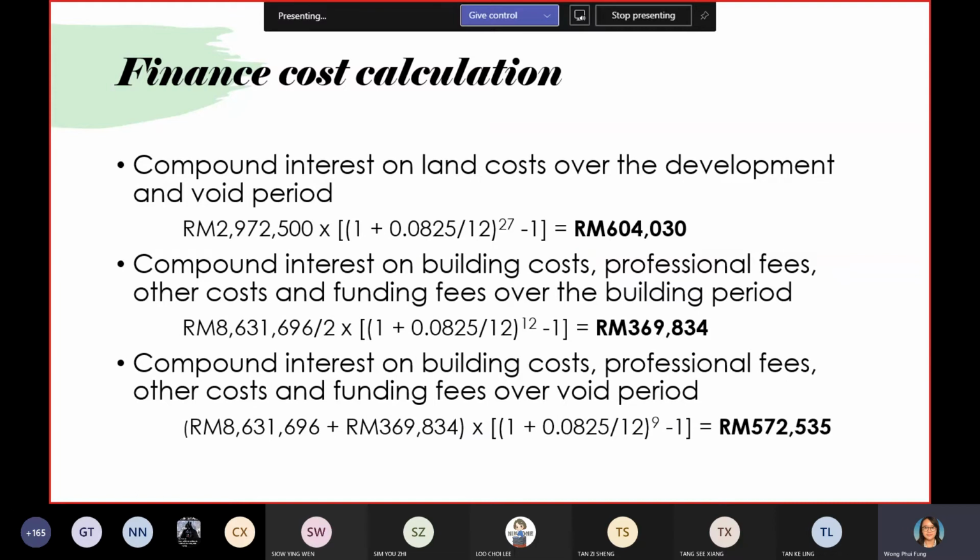So that is the calculation. 27 is the total period. 12 months is for the construction period. This will be the void period. So for the profit method, we calculate the interest in 1, 2, 3. Later on, the residual method will be a bit different. All right, so for the profit method, calculate 3 stages.